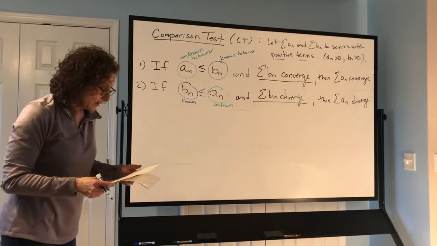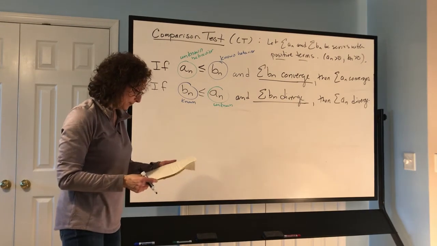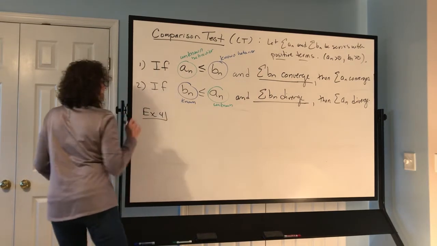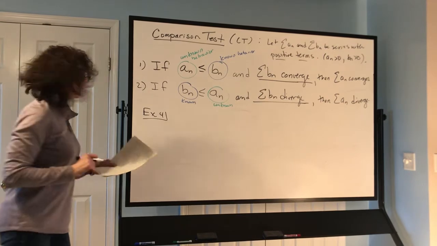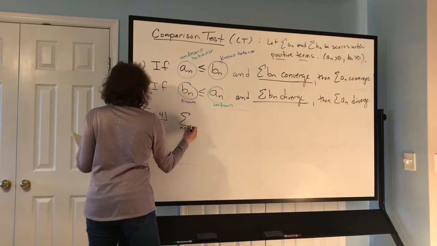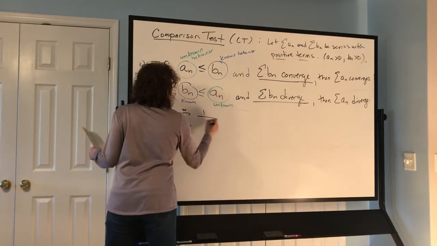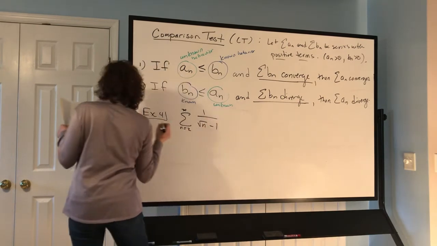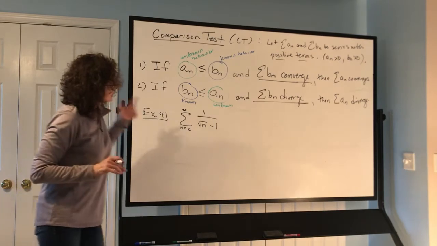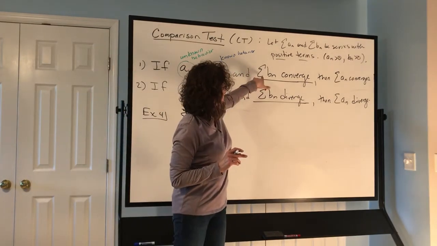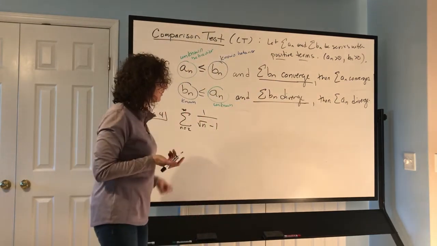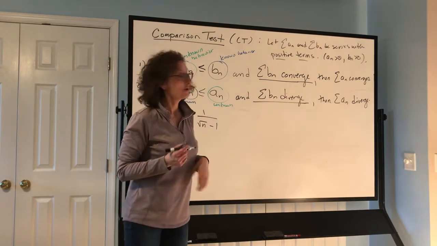Okay, so let's jump into an example. Exercise 4. Here's our sum: n equals 2 to infinity of 1 over the square root of n minus 1. Notice we just started writing sums, we don't even write where we start anymore, because we don't really care what the sum is. Since it's hard to figure that out, we just care whether they converge or diverge.